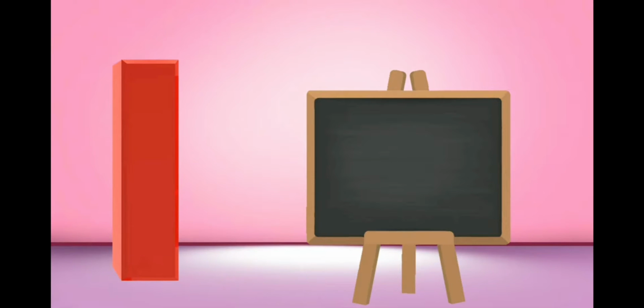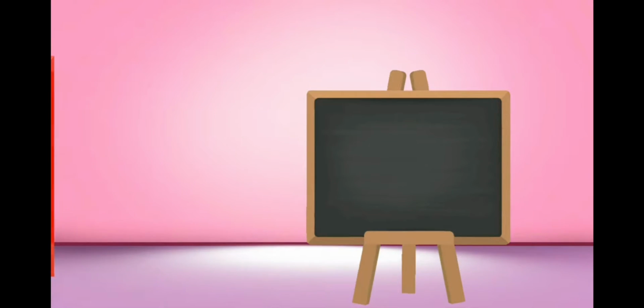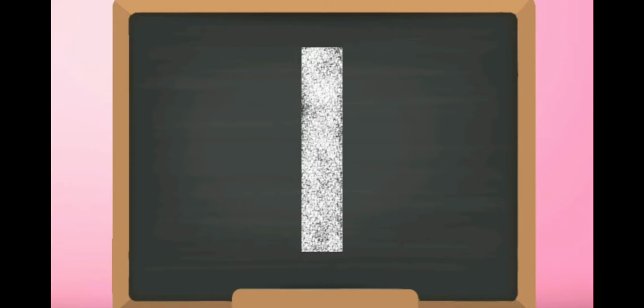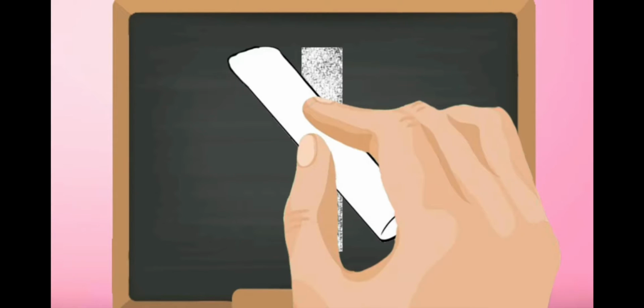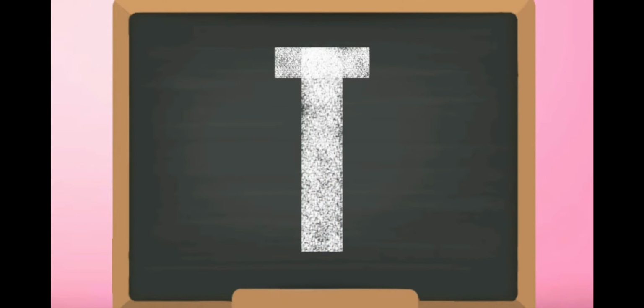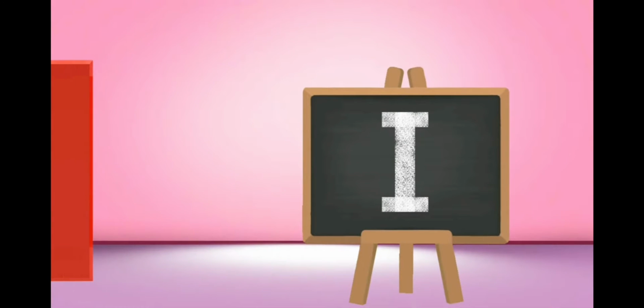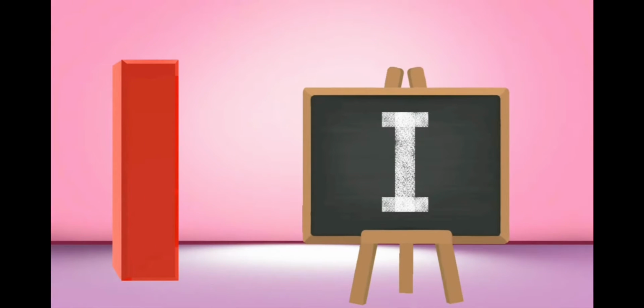I. Capital I. Start from the top and make one standing line down, then make two small slipping lines, one at the top and another at the bottom. Capital I.